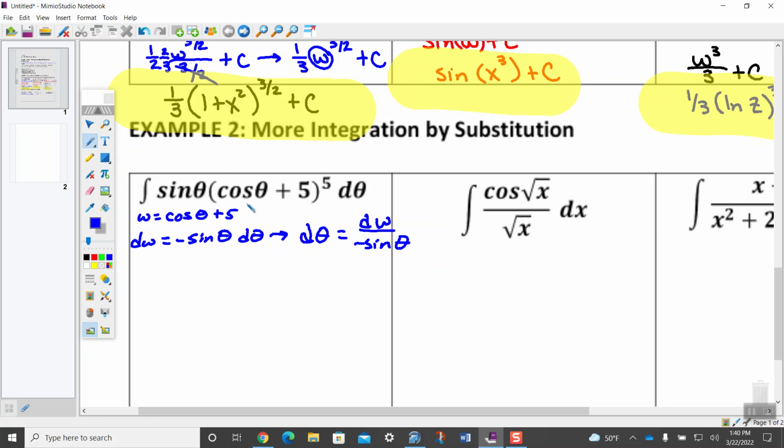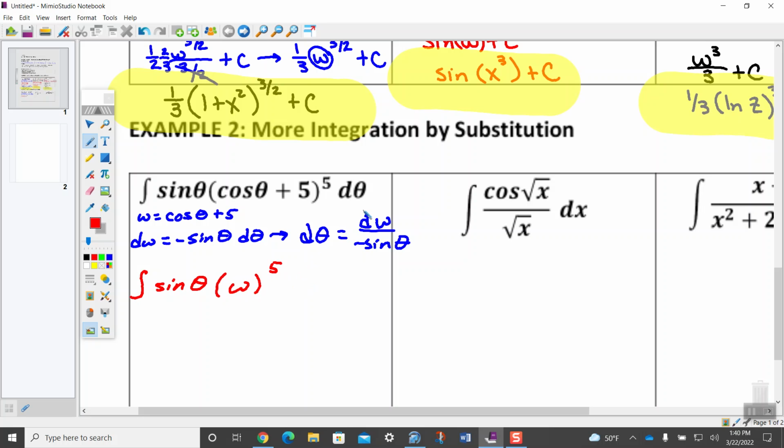Tell me if I have the first two steps okay up there. Do you guys agree that d theta is dw over negative sine theta? So let's rewrite this integral using substitution. This is going to become the integral of, let's talk about the sine theta. Is there anything to replace here or leave that? Leave it. Sine of theta. Now I've got this part inside parentheses, cosine of theta plus 5. Leave it or change it to something? Change it to w. W to the what? Fifth. Okay, you all agree there?